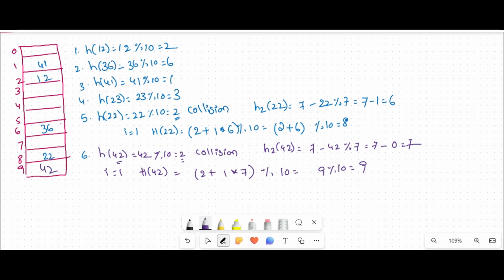So like that, the elements are inserted in double hashing. Hope you understand, students. So in the next video, we will discuss the rehashing technique. What is the use of that rehashing?